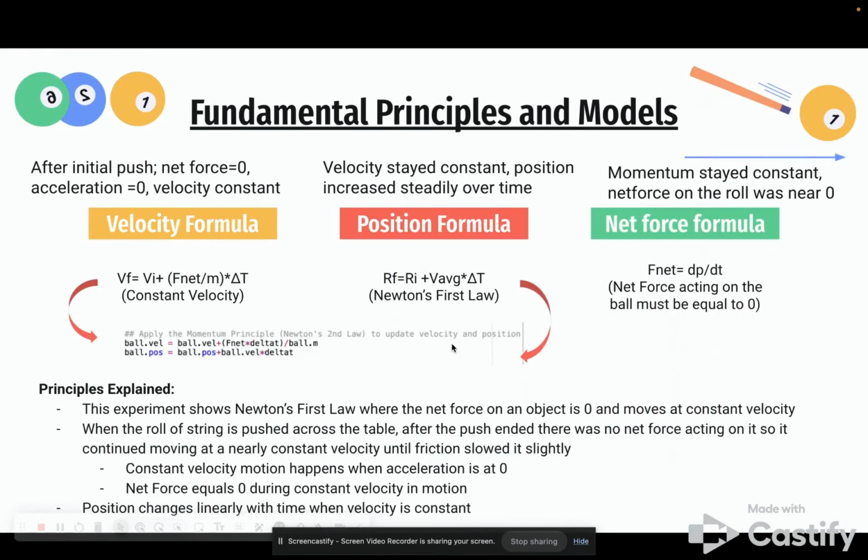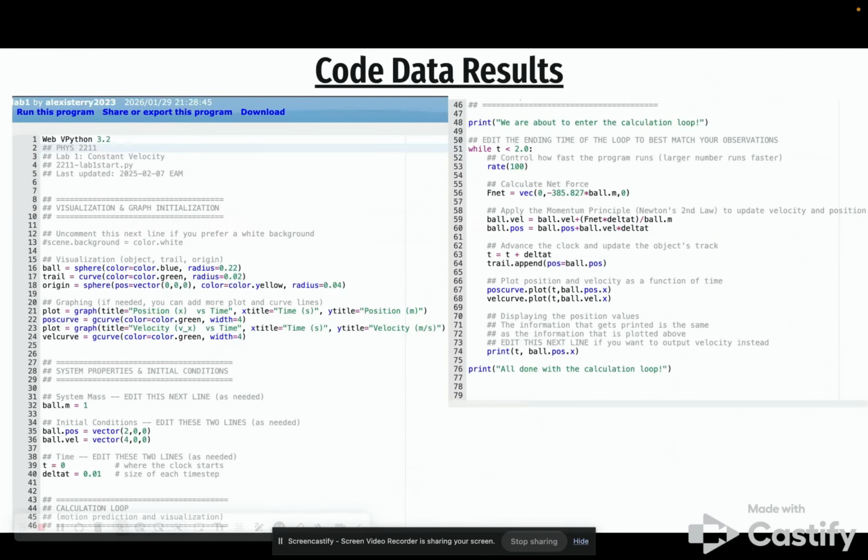So for the fundamental principles and models, after the initial push, the roll of string experienced essentially no net force, so its acceleration became approximately zero. According to Newton's second law, if the net force is zero, acceleration must also be zero. And when acceleration is zero, velocity stays constant, which is exactly what we observed in this experiment. Because velocity remained constant, the position increased steadily over time, which is why the position versus time graphs appear nearly linear, which we will see later. These relationships were used to build our computational model to predict motion.